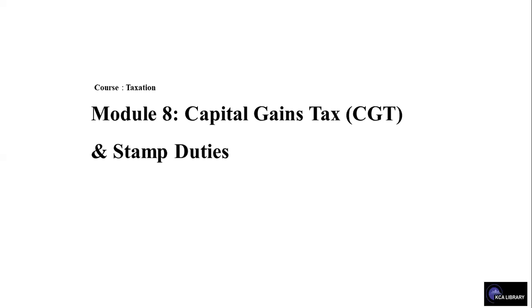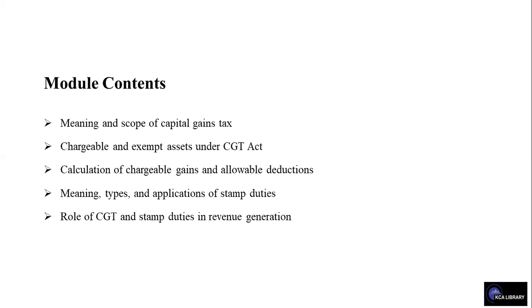Hello, welcome to taxation class, and this is the eighth module. We'll be discussing capital gain tax and stamp duties, and look at the meaning and scope of capital gain tax. We look at chargeable and exempt assets under the CGT Act, the calculation of chargeable gains and allowable deductions, and the meaning, types, and application of stamp duties and the role of CGT and stamp duty in revenue generation.